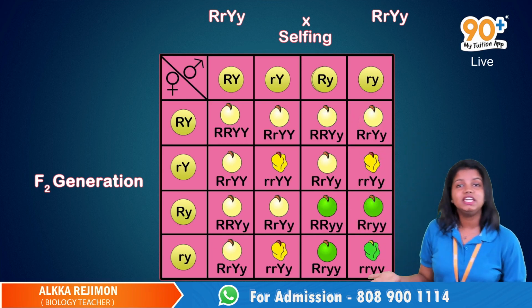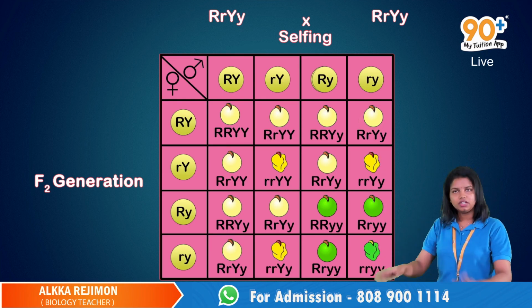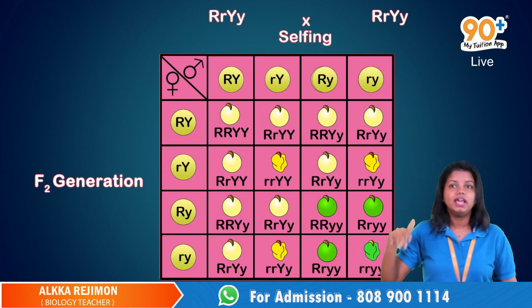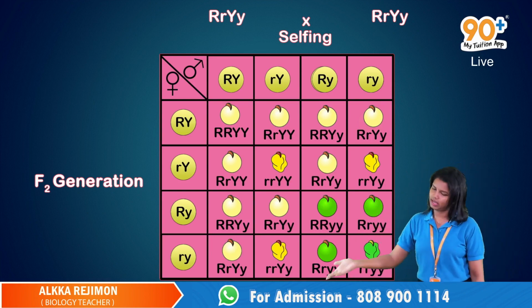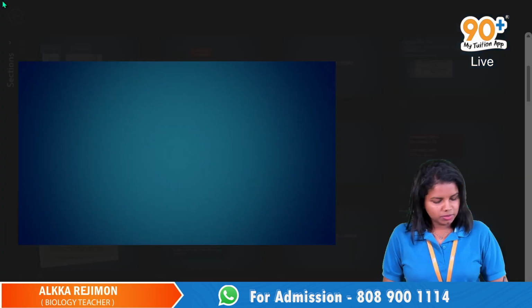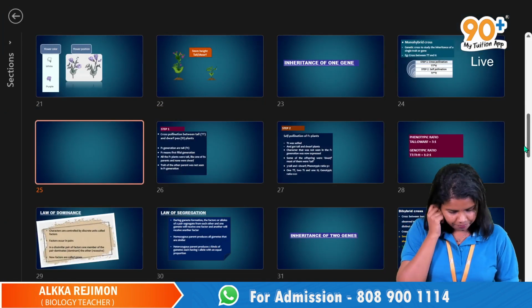Then you can see the wrinkled green, which is not at all seen in the parent. So the parent's hidden character for the genes is getting expressed in the F2 generation. Yes. Okay, so thank you. So that's pretty much about the dihybrid cross.